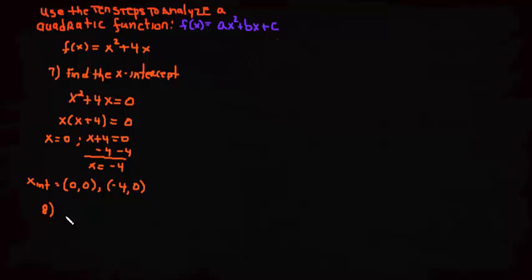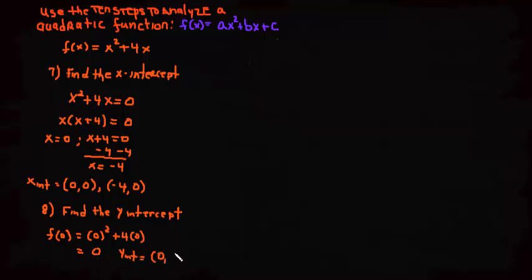Number 8, we want to find the y-intercept. So what we basically do is plug in 0 for x and then solve for y. So f of 0 is going to equal 0 squared plus 4 times 0, which is going to equal 0. So our y-intercept in this case is going to equal 0, 0.